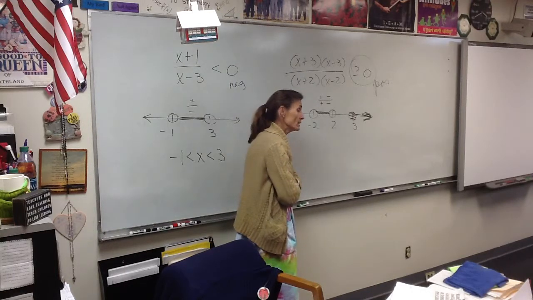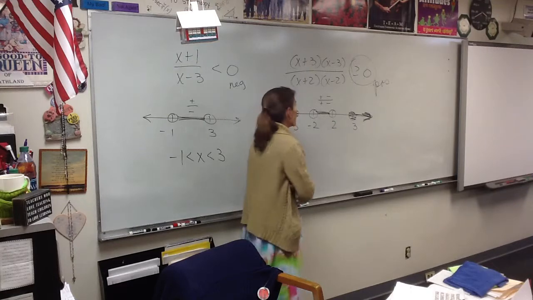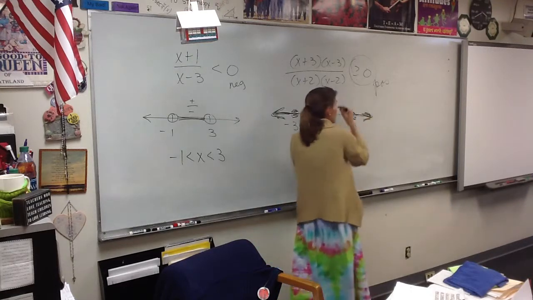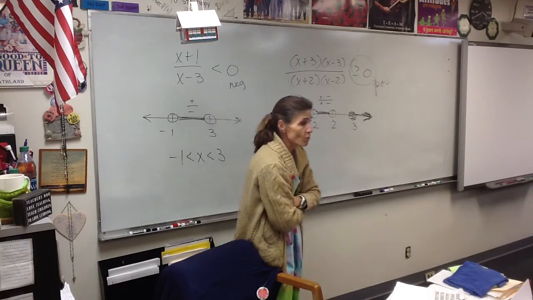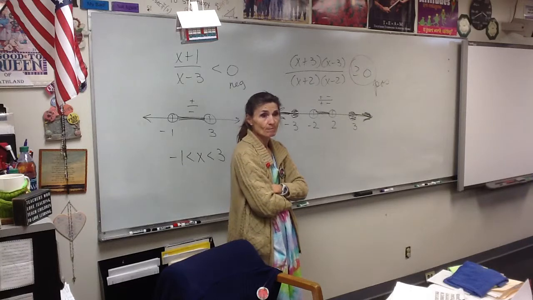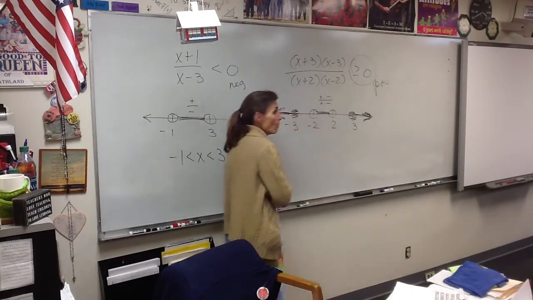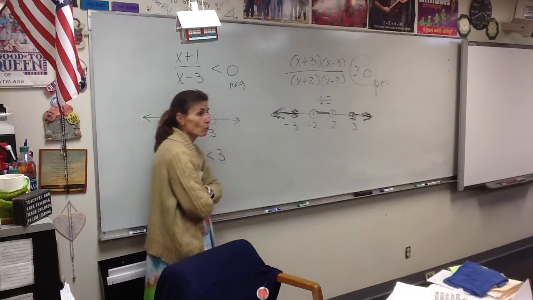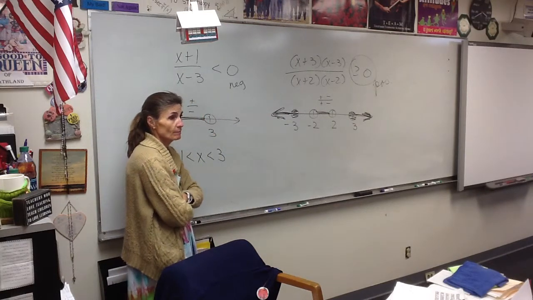So this is really tricky. But even though there's an or equal to, you will never, ever color in dots that come from the denominator. Dots that come from the denominator will always be open, no matter what, because you can't have a 0 down there.